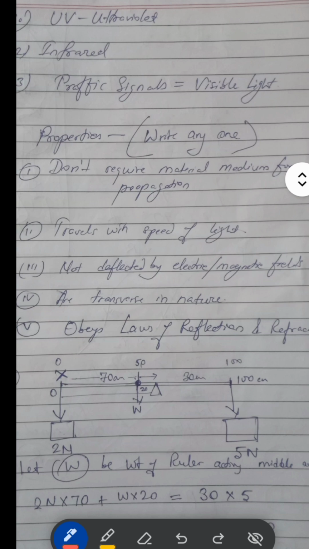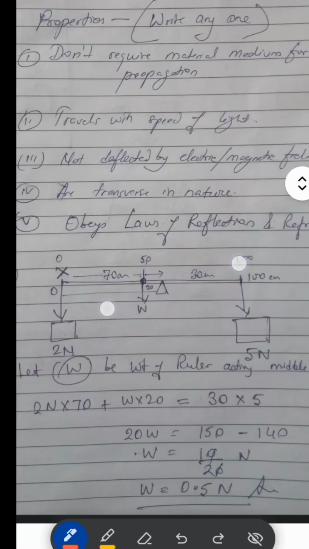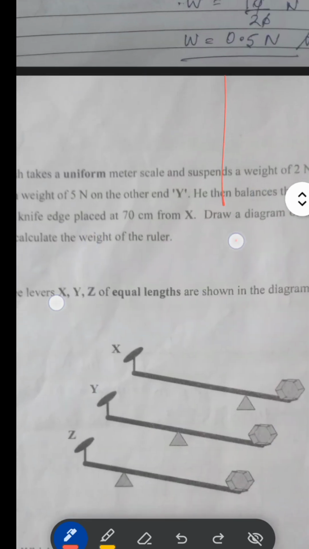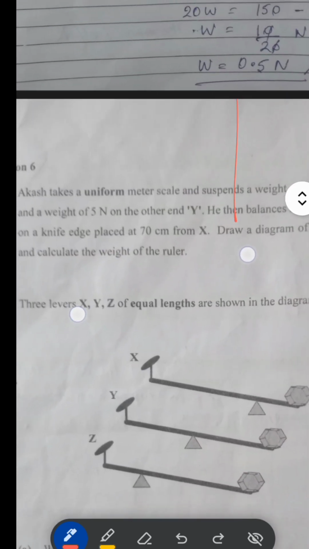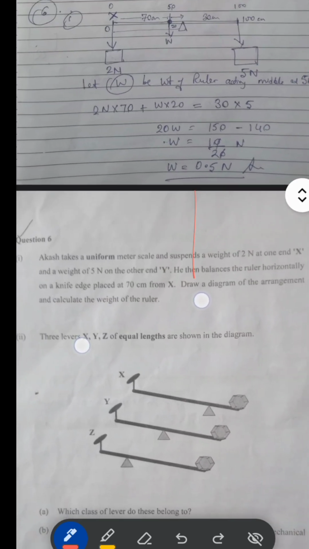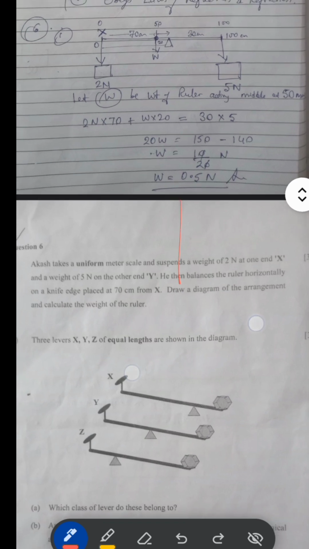Now question number 6. Let us see first what the question is. Akash takes a uniform meter scale and suspends a weight of 2 Newton at one end x and a weight of 5 Newton at the other end y. Then he balances the ruler horizontally on a knife placed at 70 centimeter from x. Draw the diagram and calculate the weight of the ruler.